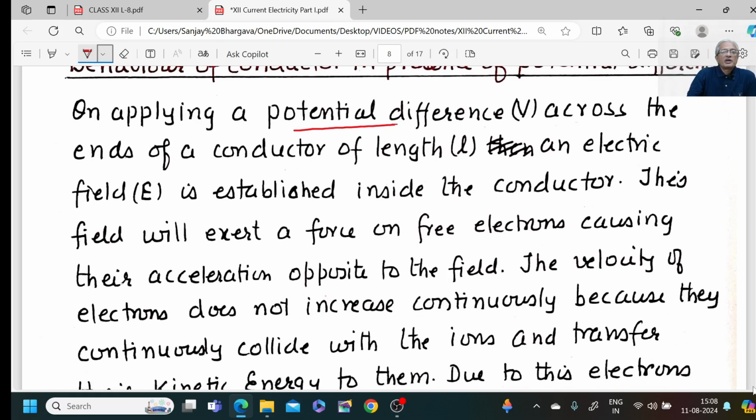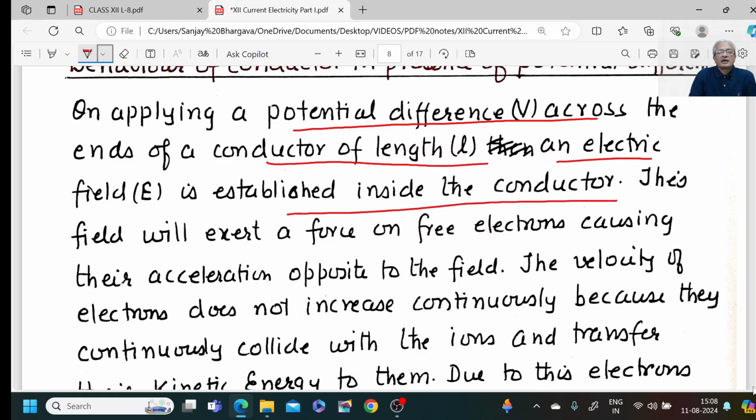So on applying a potential difference V across the ends of a conductor of length L, an electric field is established inside the conductor. Remember, this electric field is established instantaneously because fields travel with a speed equal to the speed of light. This field will exert a force on free electrons, causing their acceleration opposite to the direction of electric field. So what does the electric field do? It exerts a force on the free electrons, causing their acceleration.